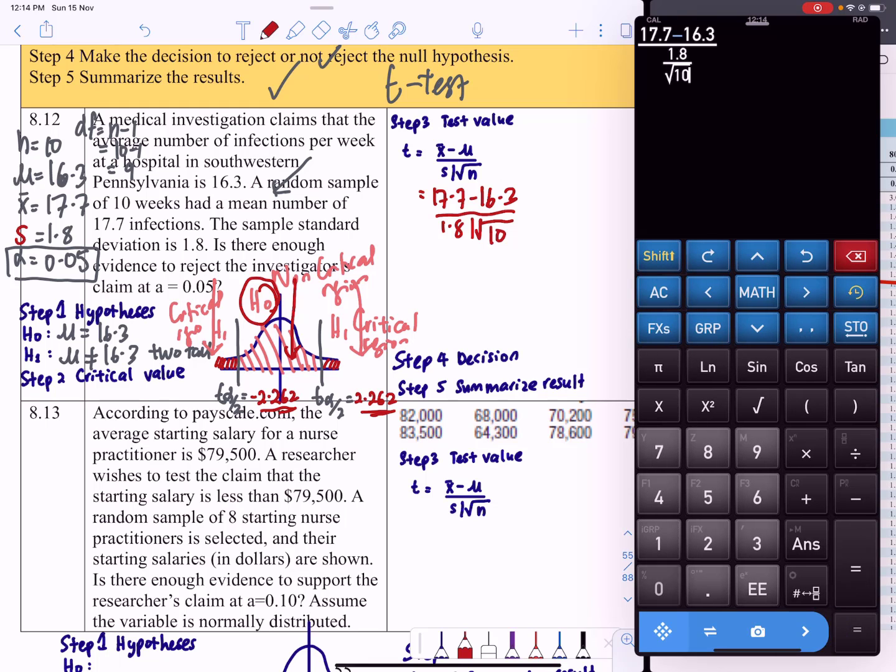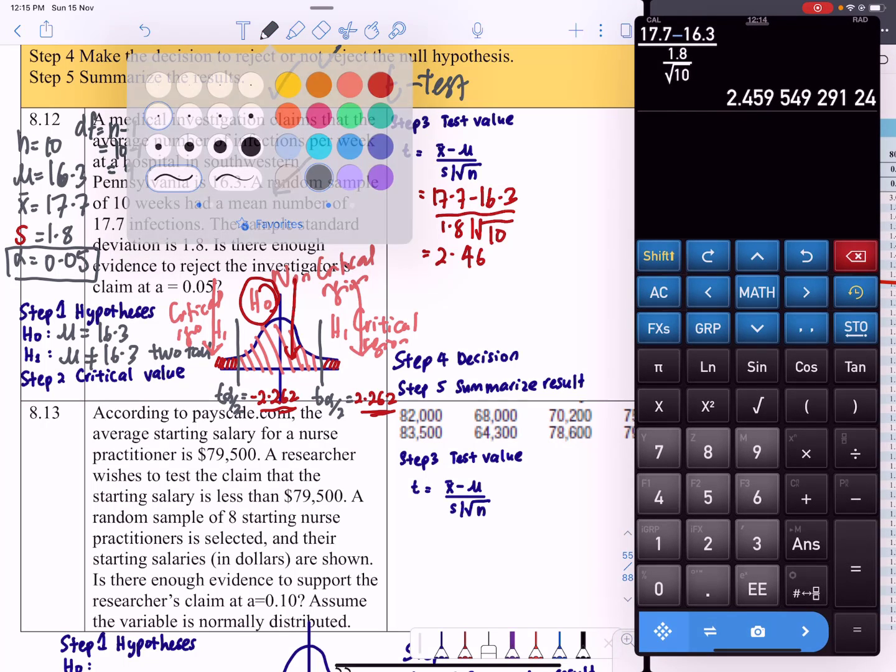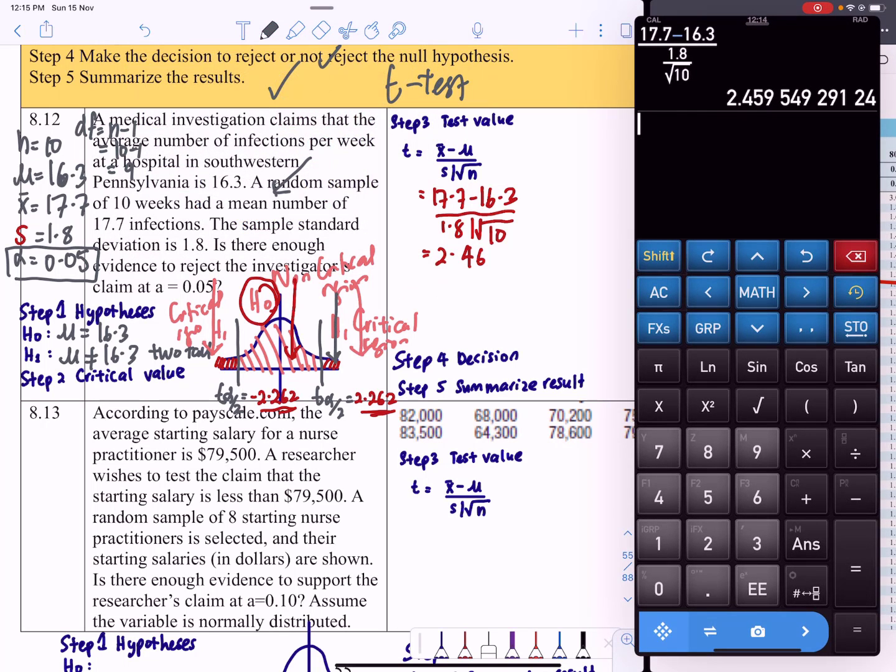Square root 10, 2.46. Okay, 2.46. Where it falls on the critical region. Dia bahagian atas ni dia jatuh. Jadi we reject null hypothesis for the step 4. Reject null hypothesis. Please make sure do write in full sentence. Kamu kena tulis dalam full sentence.